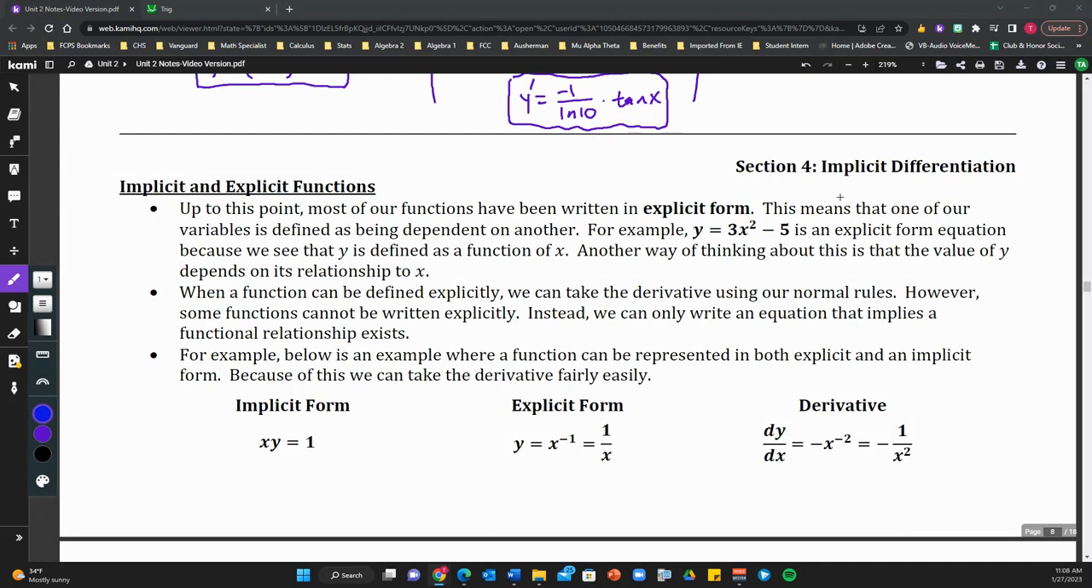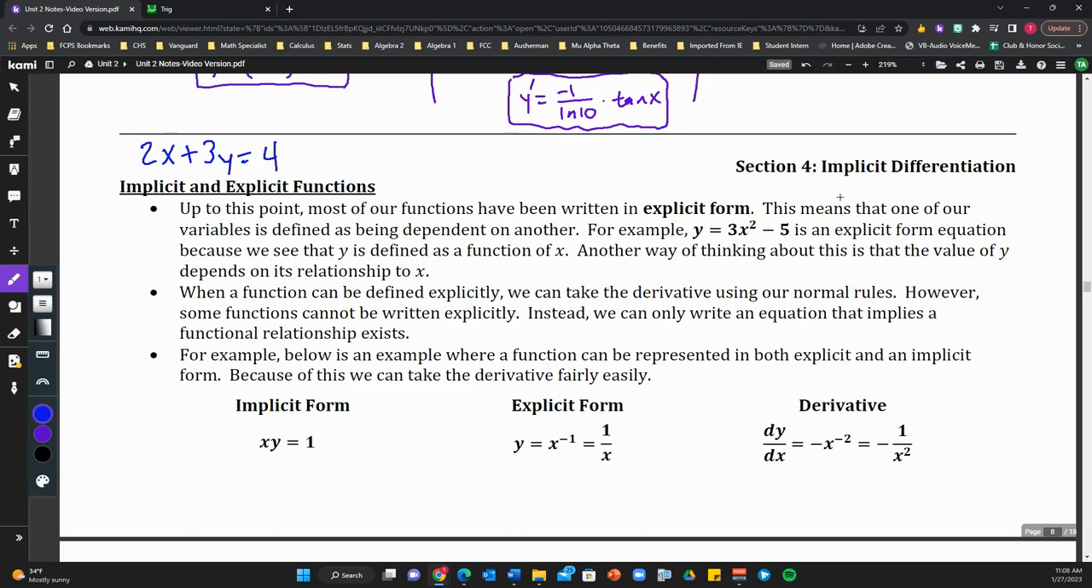So up to this point, most of the functions you have worked with in past courses have always been written in explicit form. Really, the only exception to that is when you work with standard form linear equations. So something that looks like this, 2x plus 3y equals 4. This would actually be an implicit equation.